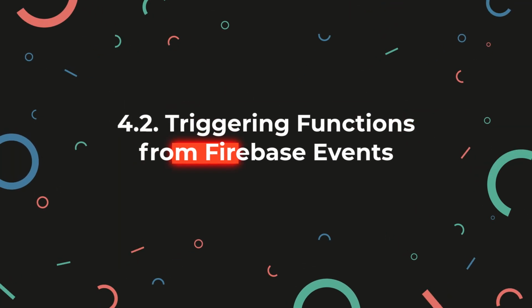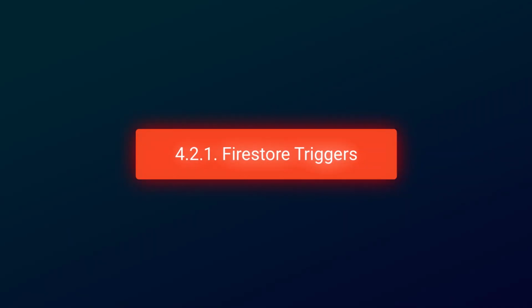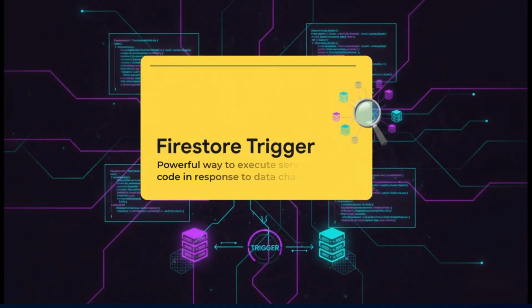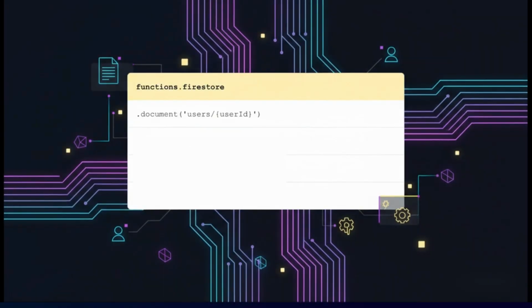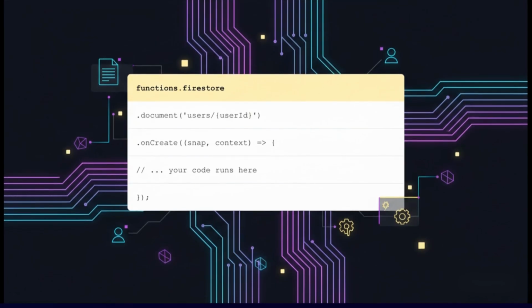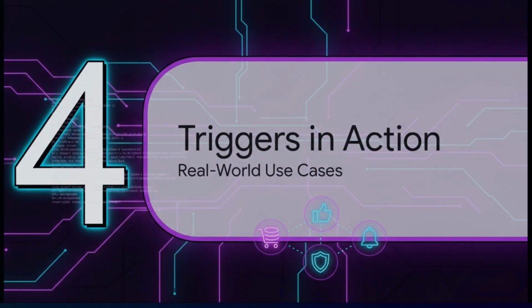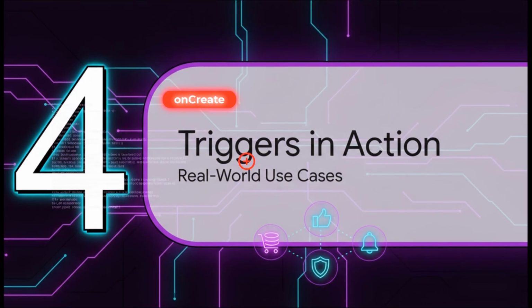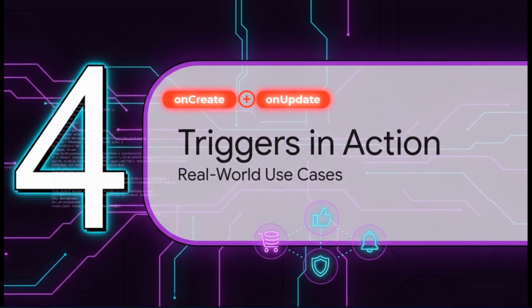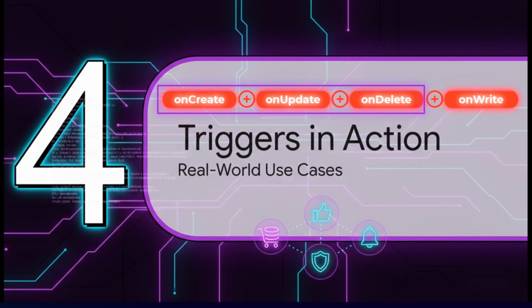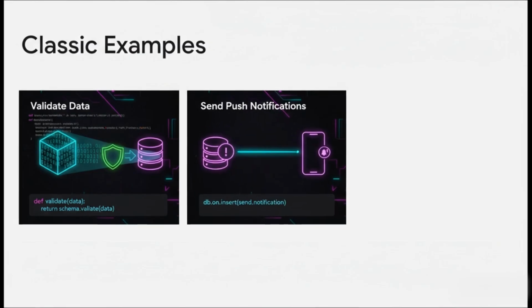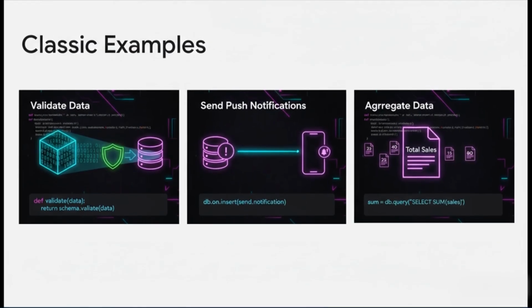Triggering functions from Firebase events. Firestore triggers. Firestore triggers are a powerful way to execute server-side code in response to data changes. You can attach a function to a specific document or an entire collection and listen for 4 types of events. On create, when a new document is created. On update, when an existing document is modified. On delete, when a document is removed. And on write, which combines all 3 events. This allows you to perform tasks like validating data, sending notifications, or updating other documents whenever a data change occurs.